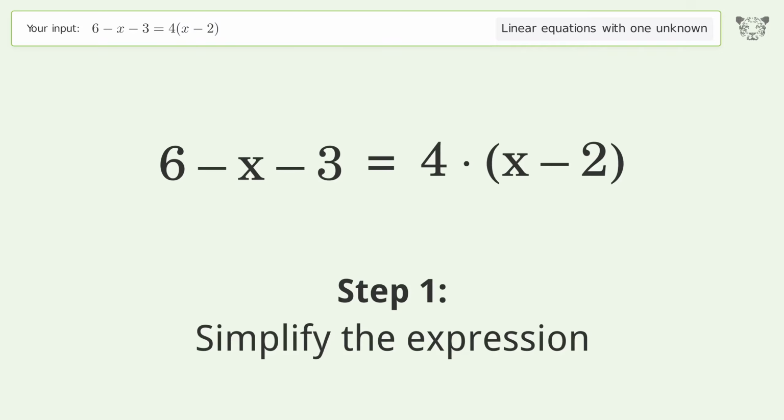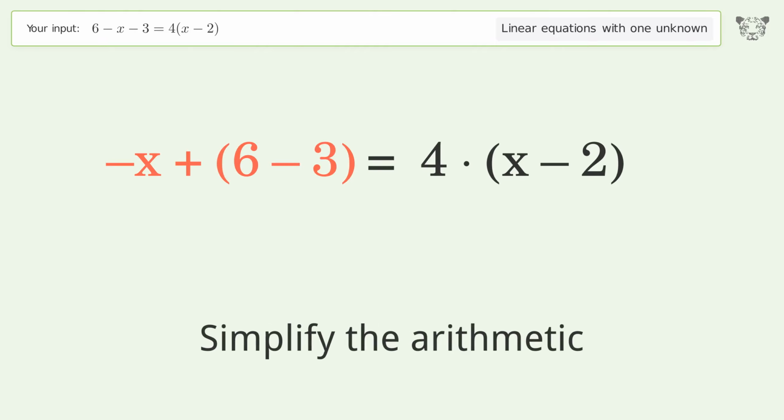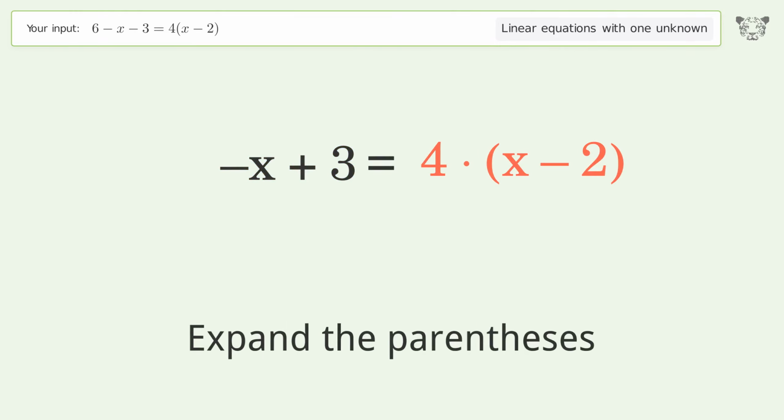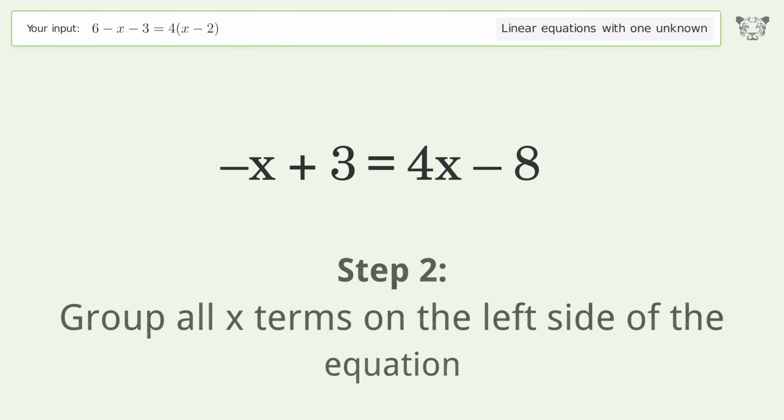Simplify the expression. Group like terms. Simplify the arithmetic. Expand the parentheses. Simplify the arithmetic. Group all x terms on the left side of the equation.